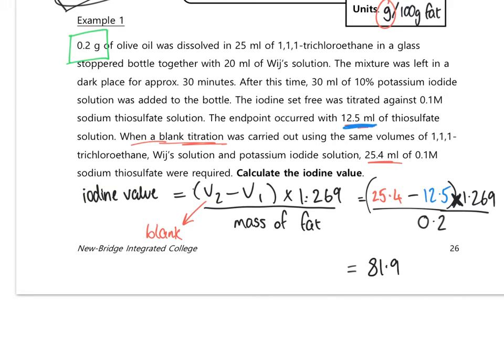81.9, what are my units? Grams per 100 grams of, well, we could say olive oil here. You can't change the units. Okay, we'll say fat then. Is that the answer? Like, is that it done? Yeah, literally that's it. Grams per 100 grams. No, not quite.